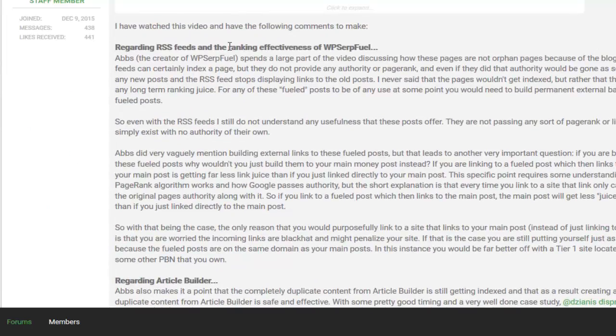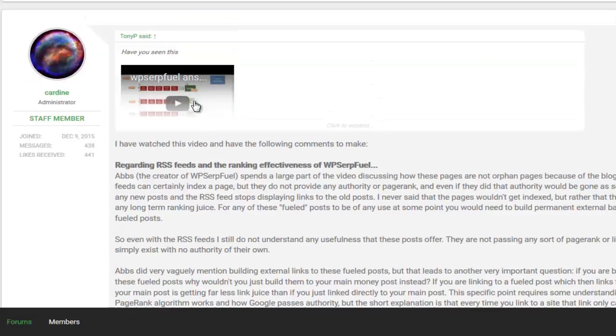So if you still have the same issue of wpserpfuel creating pages that don't get linked to from your site, then that has been clearly answered in this video, so I don't understand why you've got that same issue. If you still have an issue of wpserpfuel creating pages where the links just stand out like a sore thumb, then I clearly mentioned that in this video as well and explained the situation to you. If that's still an issue, I don't know why that would be.